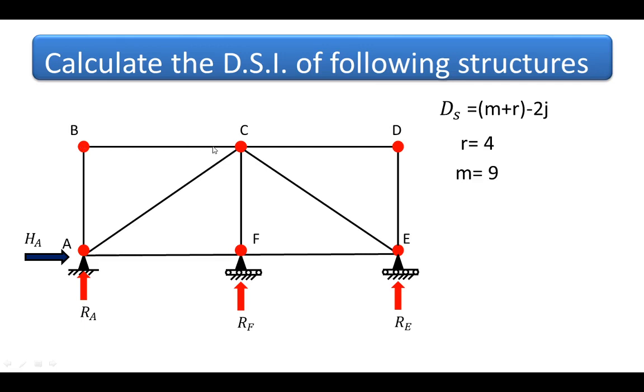So AB, BC, CD, DE, EF and AF, then AC, then CE and CF. Joint is equal to 6: A joint, B joint, C joint, D joint, E joint and F joint. So put these values into our formula, that is M is equal to 9 plus R is equal to 4, bracket complete, then minus 2 into the number of joints, which is 6. So this gives ds is equal to 1.